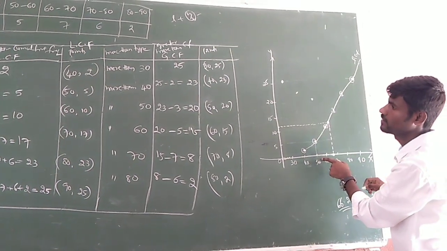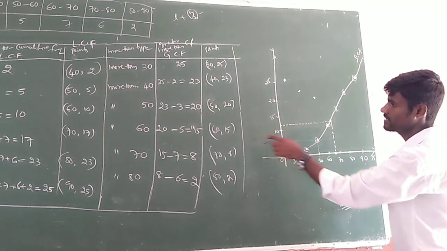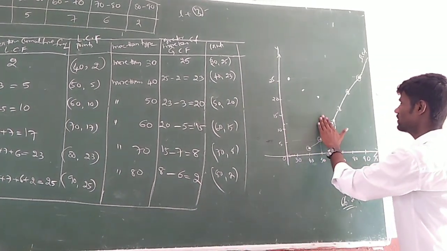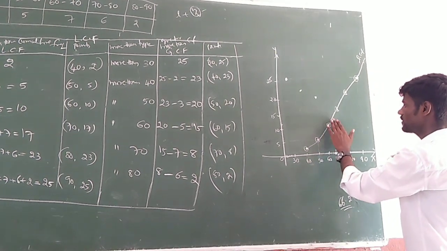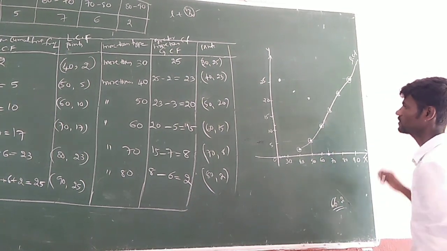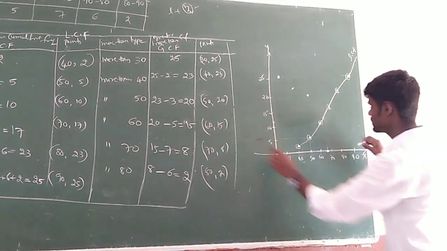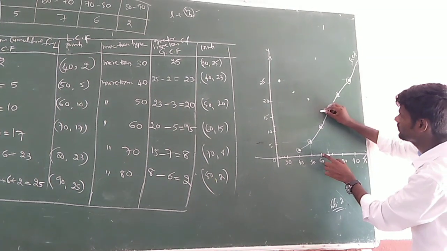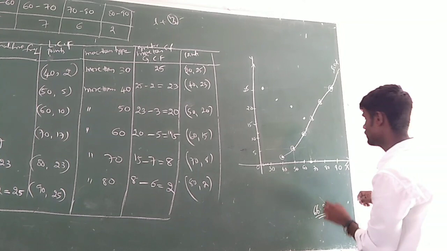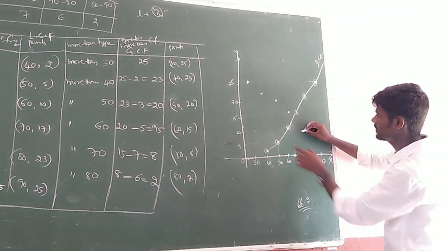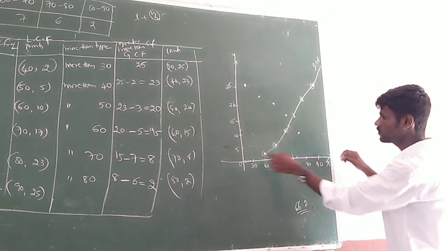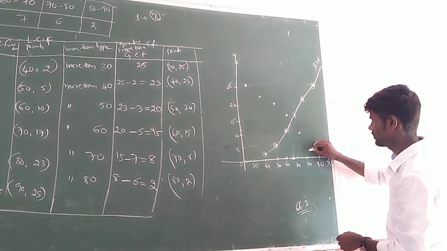Next 60, 15. So these are with the one shape. Already we explained the median with the help of one curve, either more than or less than, but how can we find it with the help of two? That is what we are going to discuss now. So 50, 20 completed. 60 and 15. Okay. Next 70, 8, in between 5 and 10 you will get 8. Next 80, 2, in between 0 and 5. So join these all.